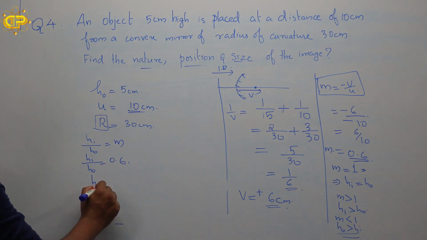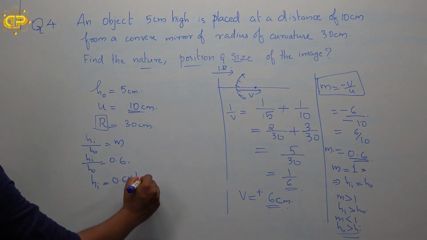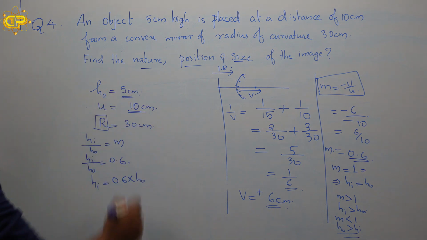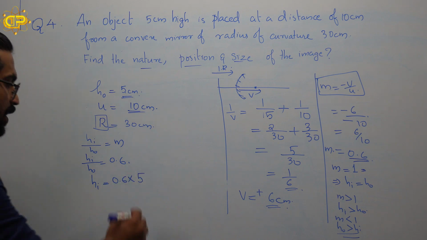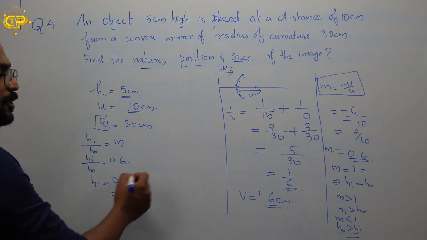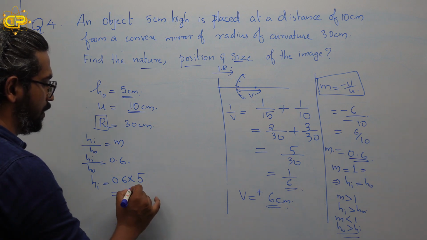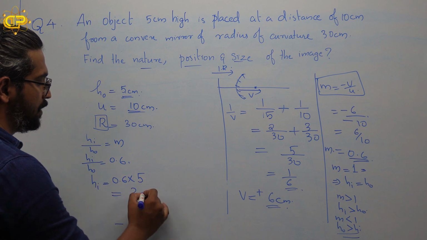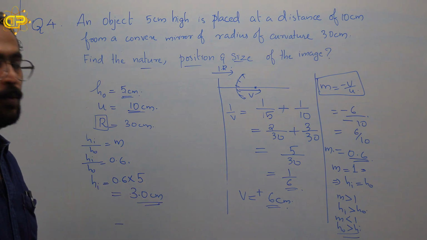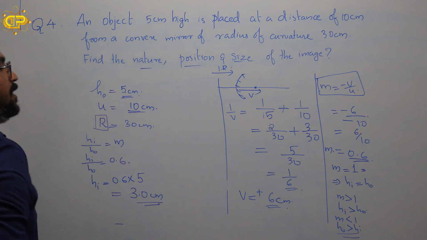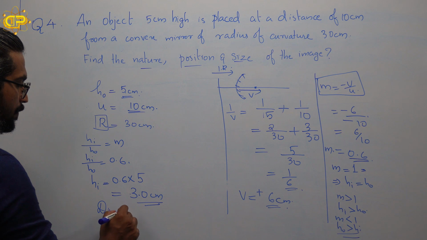What is HI? We need to find out. HI is equal to 0.6 into HO. HO is what? 5 centimeter, right? So in here I am just writing 5. Now what is the answer there? 6 into 5, 6 5s are 30, and from there 1 point is there, so 3.0 centimeter. So HI is 3.0 centimeter, HO is 5 centimeter. So you can say it is a diminished image.